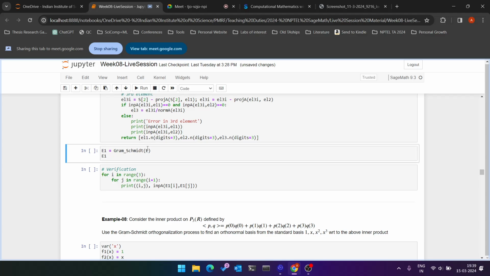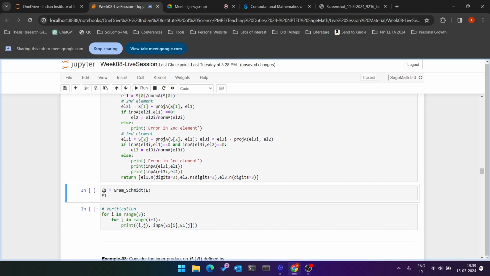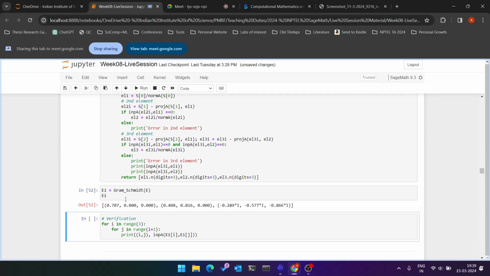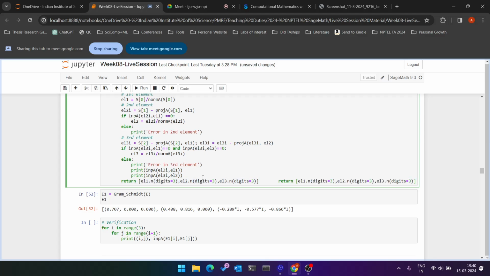And now I have already defined my set E to be E1, E2, and E3, and then I run this function to obtain the set E1. If I run this, I get three by three elements which look like this. Okay, so first is basically 1 by root 2. Second is some, I have just written the normal values.